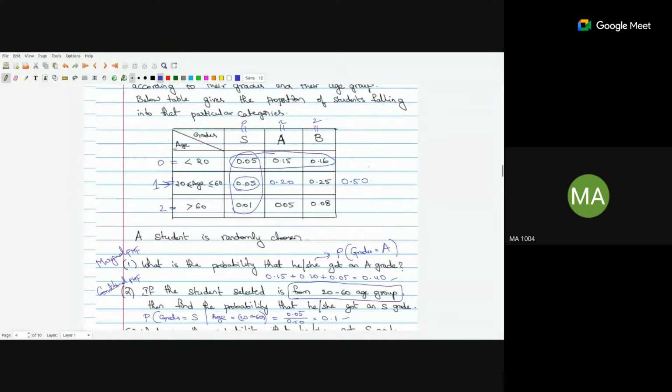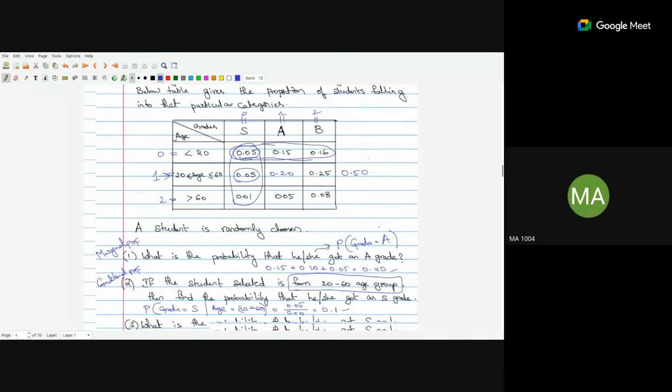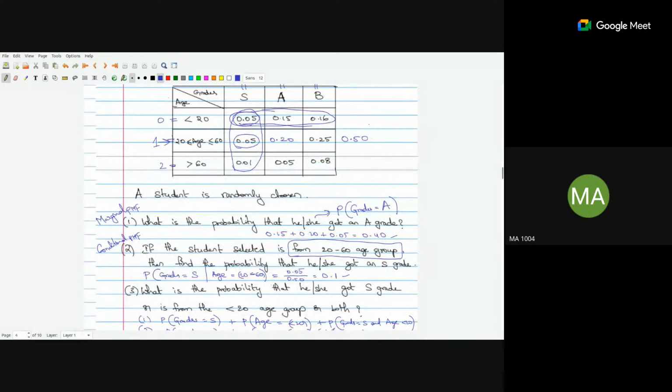So while I am computing the probability that grades being S, this is being added once. While I am looking for age less than 20, I am also adding this 0.05 a second time. So what we mean is either she should have got S grade, or he or she should have got less than 20. It's like a union. So the intersection part will come twice. So you have to subtract that intersection part once. Then you will get the correct probability.